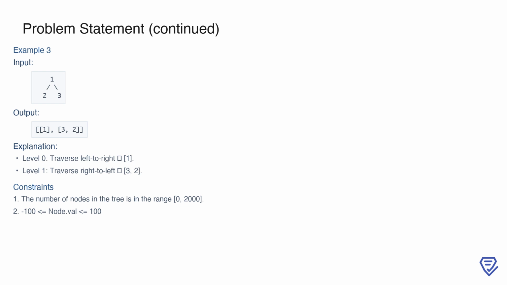Moving on to the constraints, the number of nodes in the tree can range from 0 to 2000, and the value of each node lies between -100 and 100. These constraints ensure that the problem can handle both small and moderately large trees.